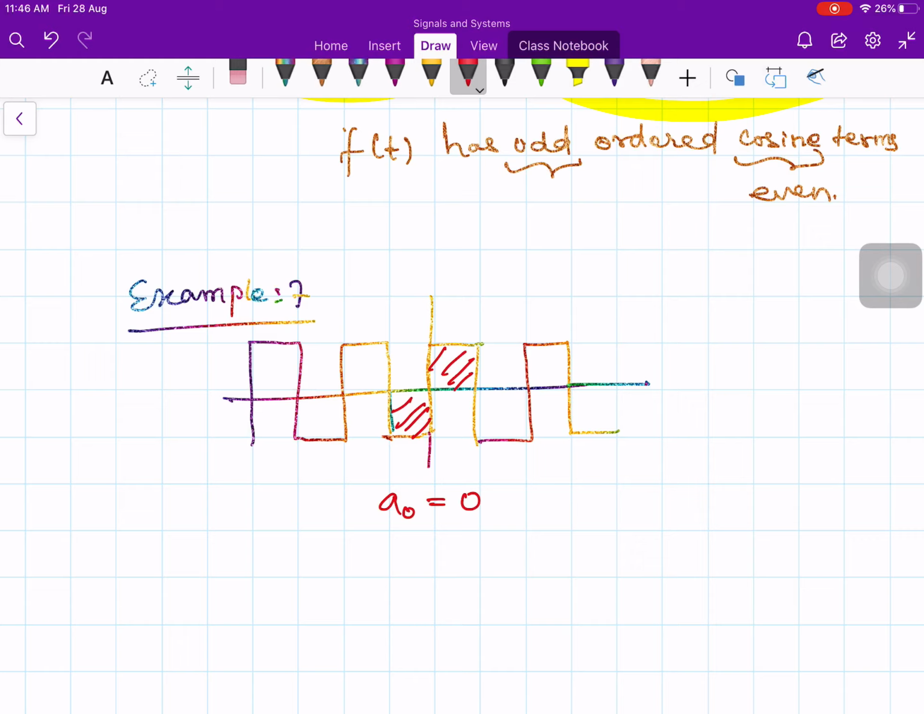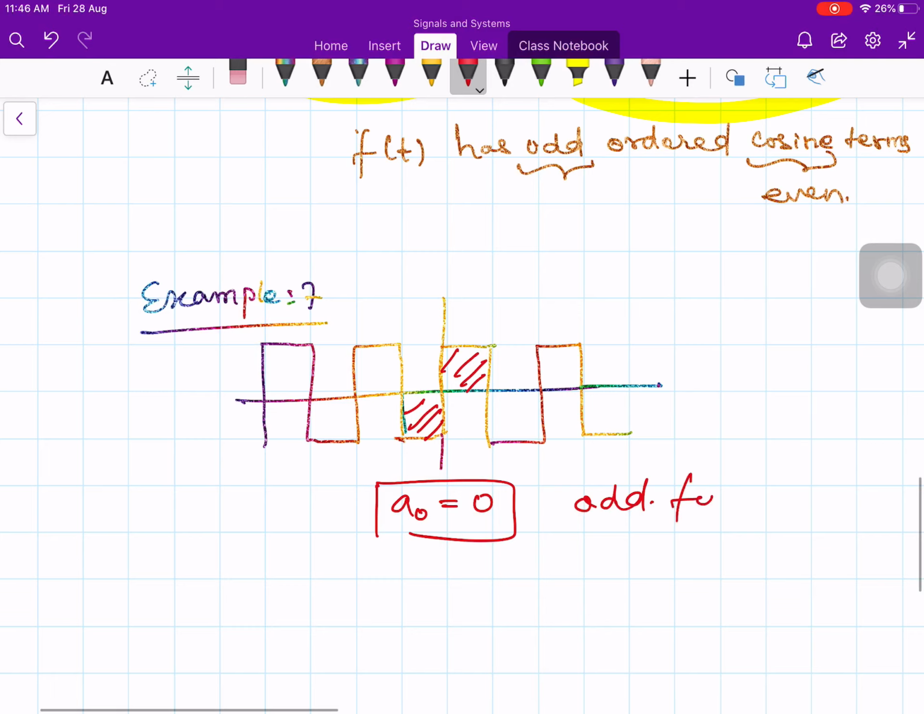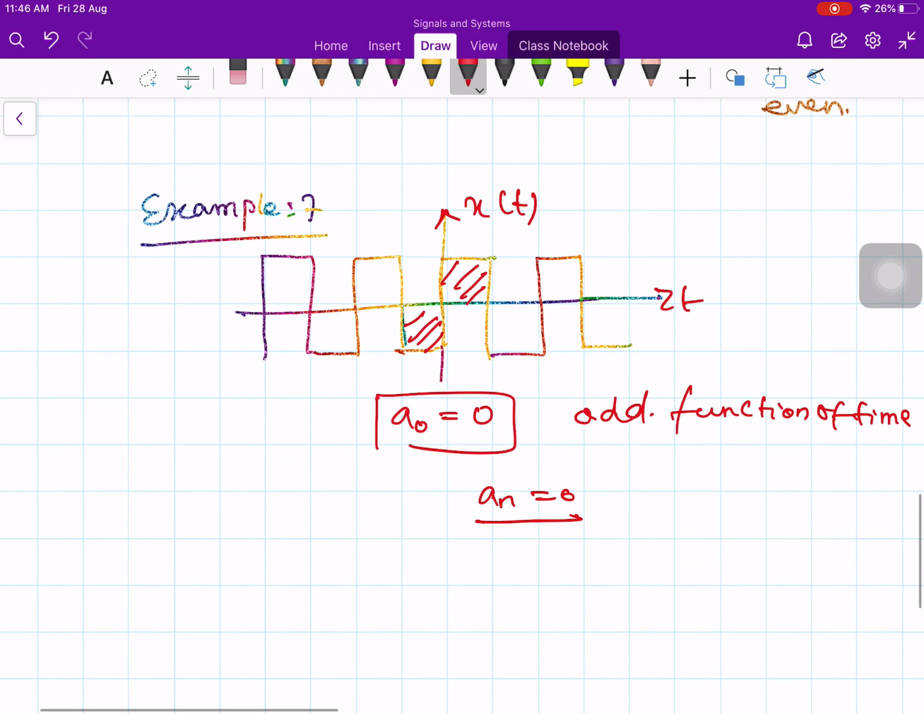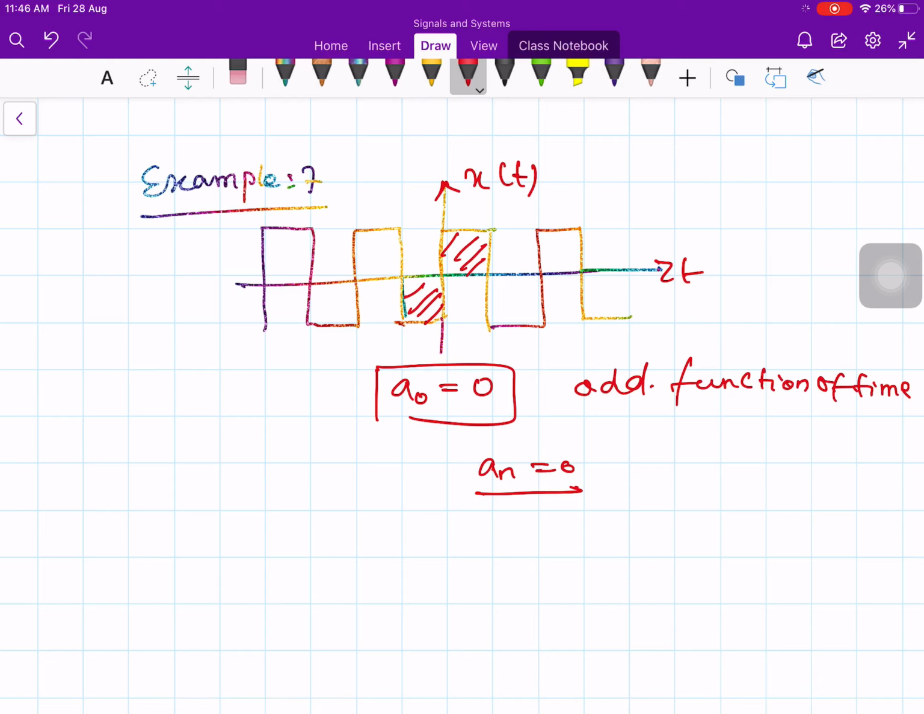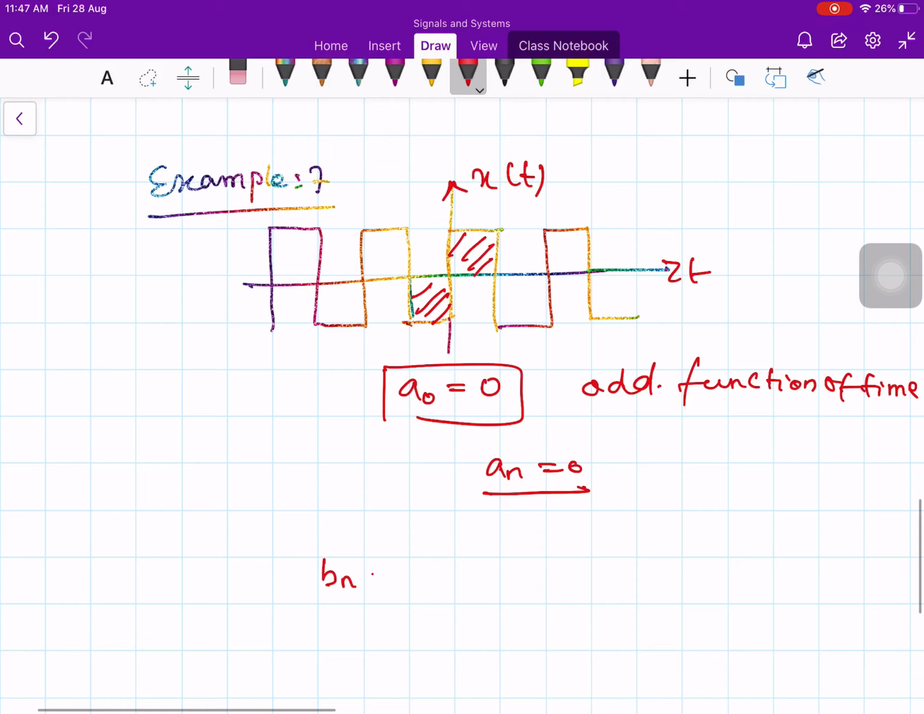Therefore, the average of this function x of t over a complete period is 0. That's the first thing. Now, what is the second thing? You look at the waveform. This waveform is an odd function of time t. Therefore, an is equal to 0. Therefore the only coefficients that can be present are the Bn coefficients. Therefore Bn can be calculated as follows.